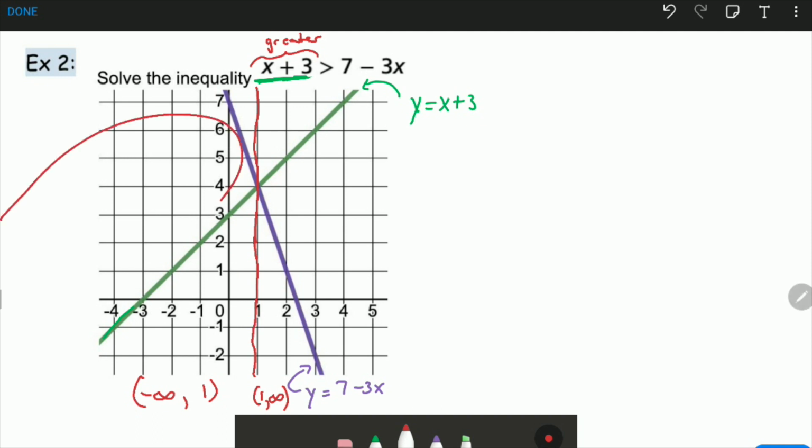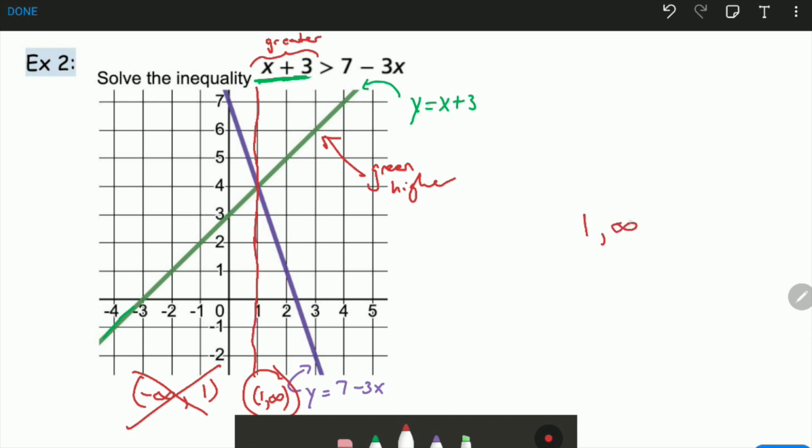In the first region, the purple one is right here, which is higher than our green piece. So that is not the solution we're looking for. In the second region, we have the green one up here, which is above the purple one down here. That's what we want. We want the green one to be higher, because we want x plus 3 to be greater than. So this region, 1 to infinity, is our solution.